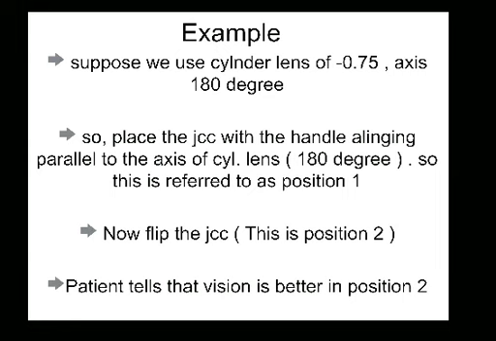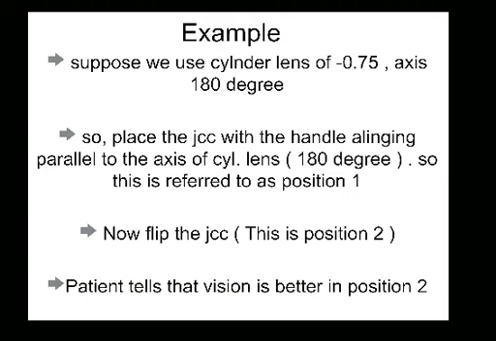Now, quickly see an example here. It will be much easier to understand. Suppose we have a cylinder length of minus 0.75 diameter with axis of 180 degree. To start with the procedure, we have to place the JCC with the handle aligned parallel to the axis of the cylinder length. That means 180 here, and this is referred to as position 1. Now we have to flip the Jackson cross cylinder, and this will be our position 2.